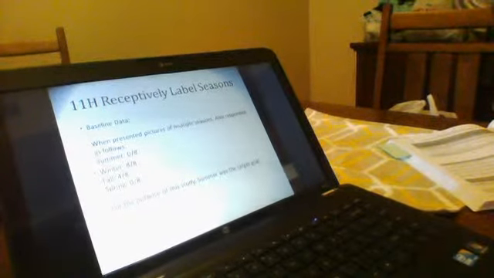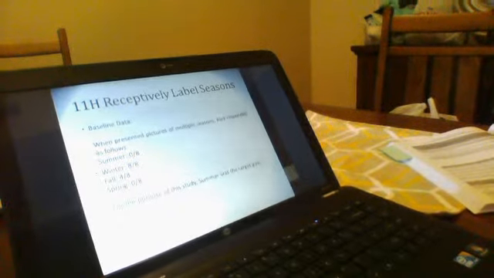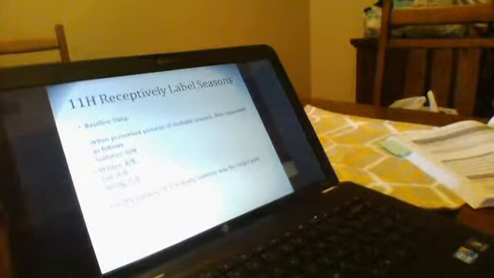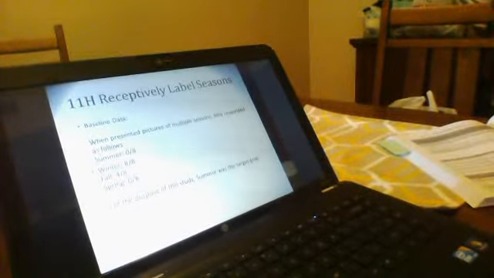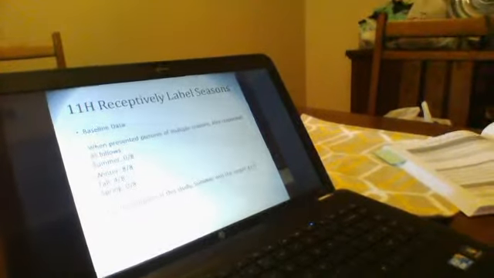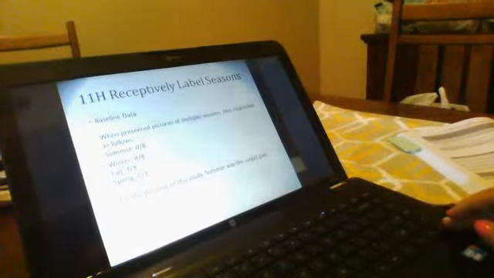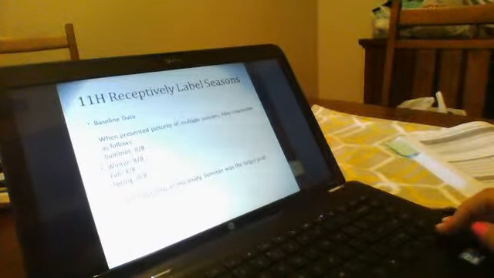So how this went was Alex was presented with multiple pictures of different seasons. The pictures were found on Google, and then he was asked to receptively identify the seasons based off of the pictures. And for the purpose of this study, summer ended up being the target goal for the intervention phase.